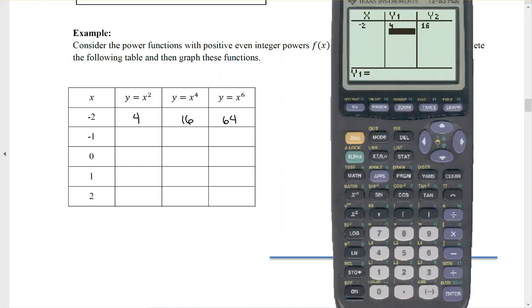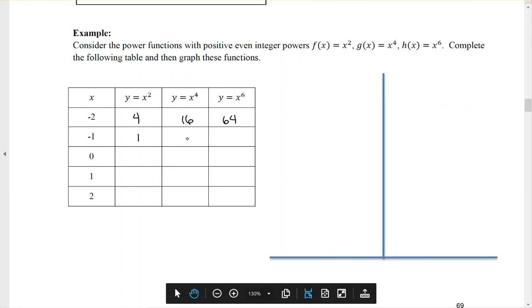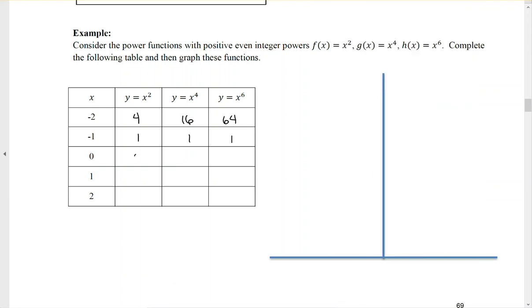And then I can go ahead and type in the rest of the values. So I've got -1, and it just automatically fills in for all of them. 0, 1, and 2. And then I can fill in my chart. So at -1, everybody's 1. At 0, everybody was 0. And then here it was 4, 16, and 64.